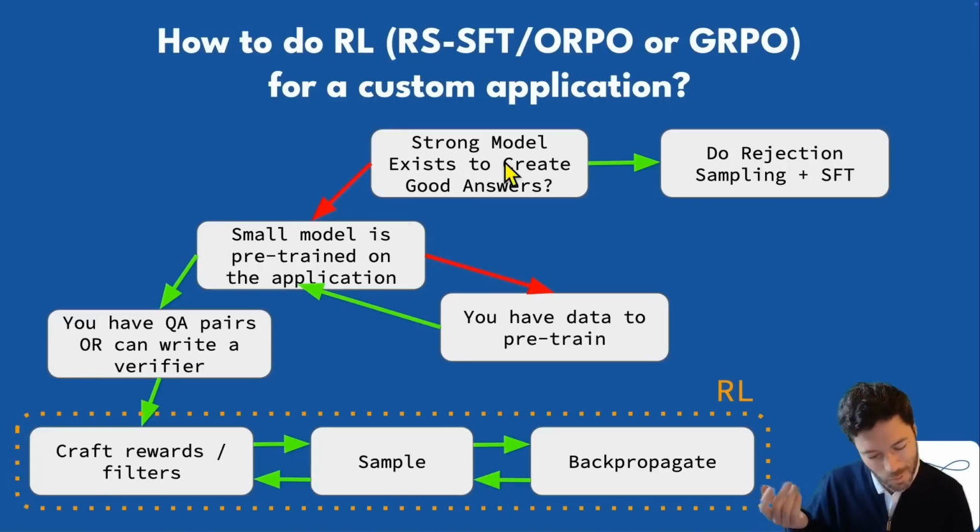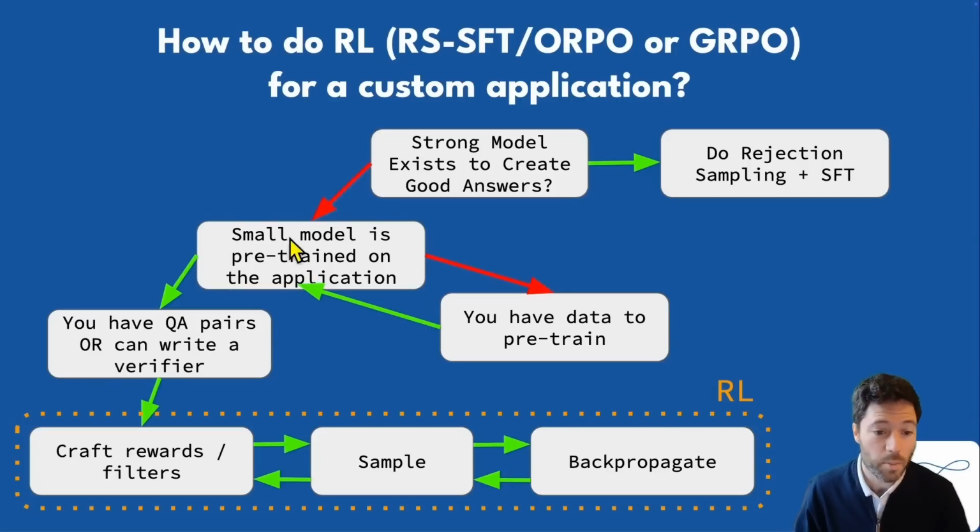Now, if R1, or the strongest permissible model, is not giving you good answers on your application, now you have to ask, well, do I have a small model that's pre-trained on data, and that data is well encoded, which I know is somewhat subjective. Well, you should make it objective via an evaluation data set. But do I have a small model that's pre-trained on the application?